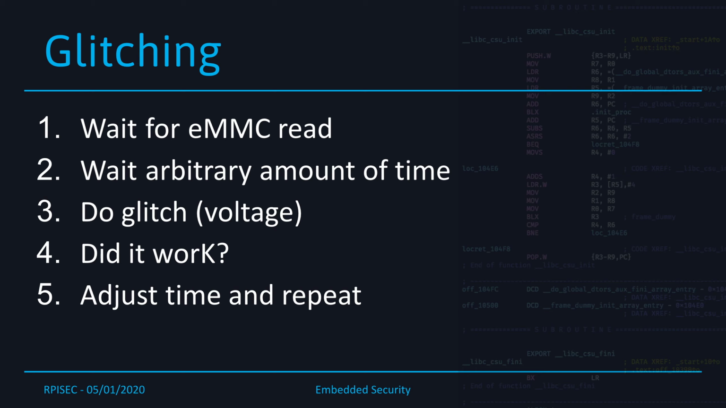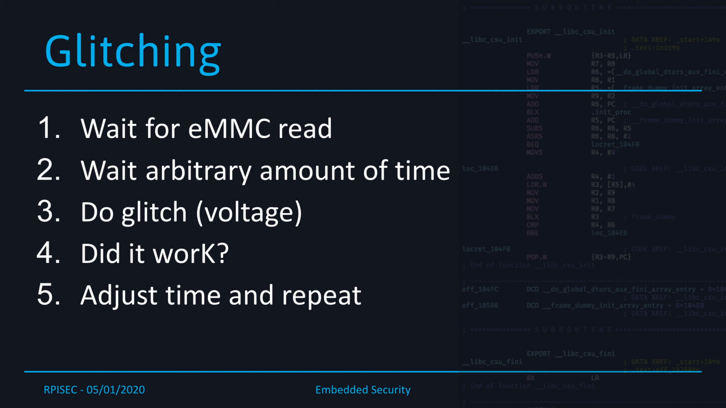So the idea behind glitching is basically a very brute force approach. You're going to wait for the eMMC to be read, and then you're going to wait some arbitrary amount of time. It's just time. And then you're going to do your glitch. And most people, I think, used a voltage glitching attack. So you just ground whatever voltage rail the CPU is using, and you do this for a very brief amount of time so that whatever instruction was trying to execute doesn't, basically. And then you stop that so that the system doesn't just break and explode. And then you check if it worked.